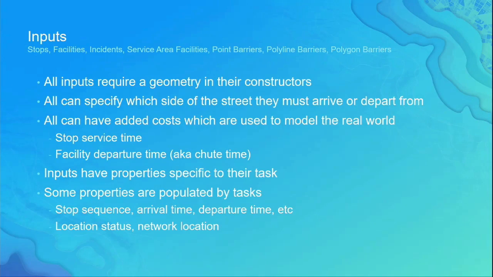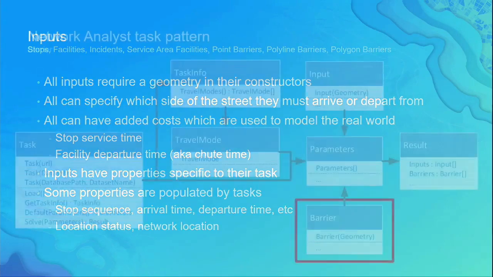Some properties are set actually by the task itself. So for the route task, when you get a stop back from it, we'll say, well, this is the sequence of the stop. It was the 5th stop visited, or we arrived at 9:30 p.m. and we left at 9:35 p.m. And also we'll tell you where it is that we located on the network and what the location status was.